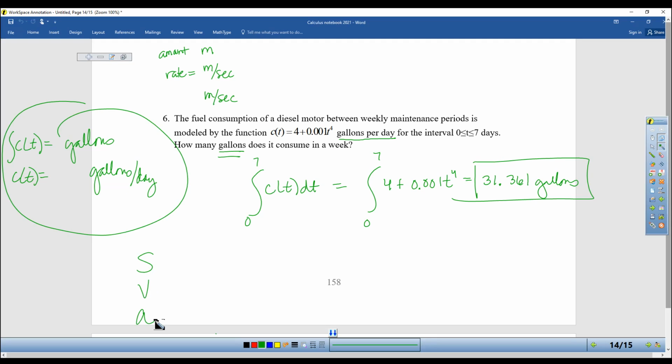So it's not just SVA, it's any amount, any rate, and any rate of the rate. So maybe it's people. Maybe it's people per day. Maybe it's dollars. Maybe it's dollars per hour, okay? Or in this case, it was gallons and gallons per day.